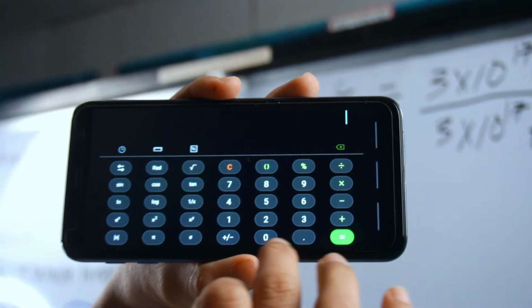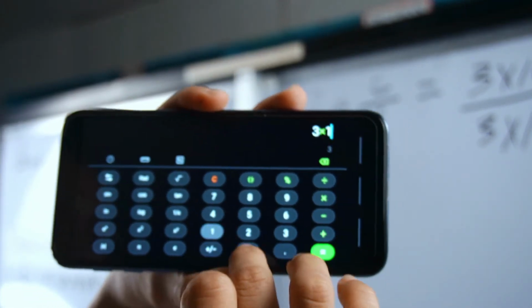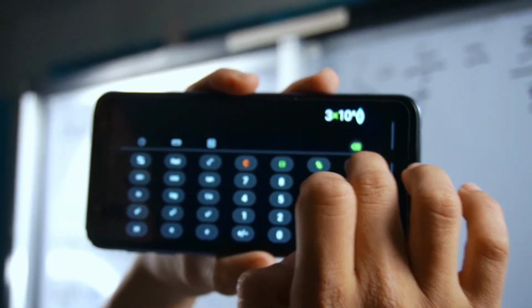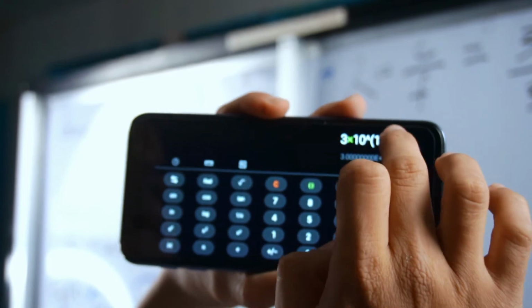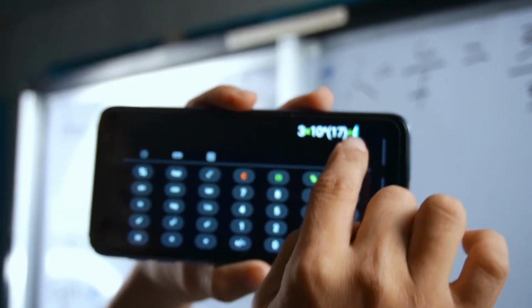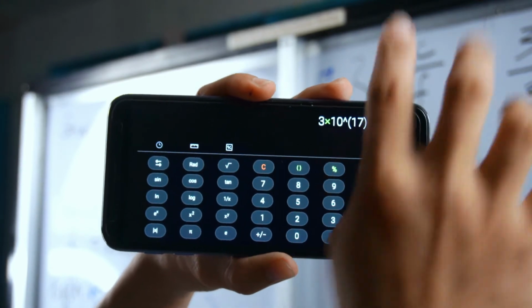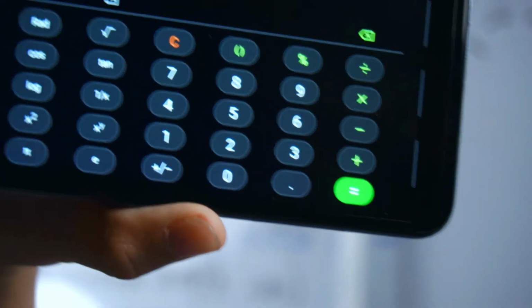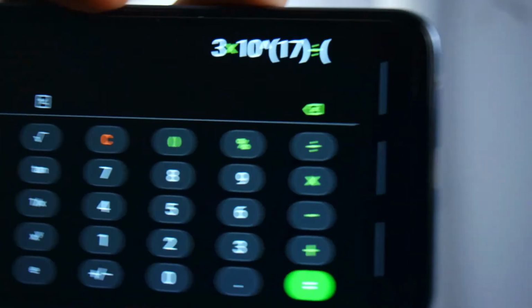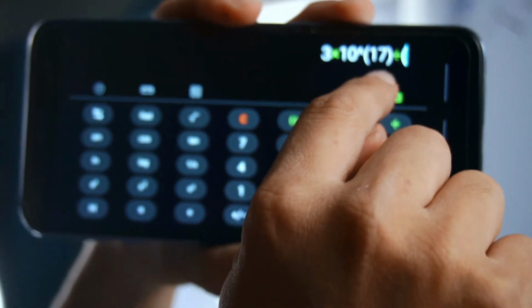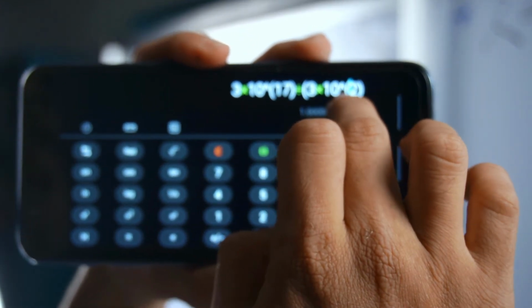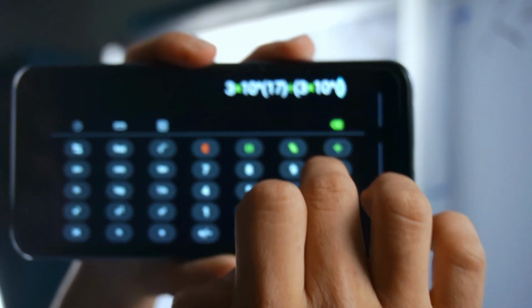3 times 10 to the power of 17, divide. Open parenthesis, close parenthesis. So, 3 times 10 to the power of 17 divided by 3 times 10 to the power of 17. They have the same wavelength and frequency values, to the power of 17.